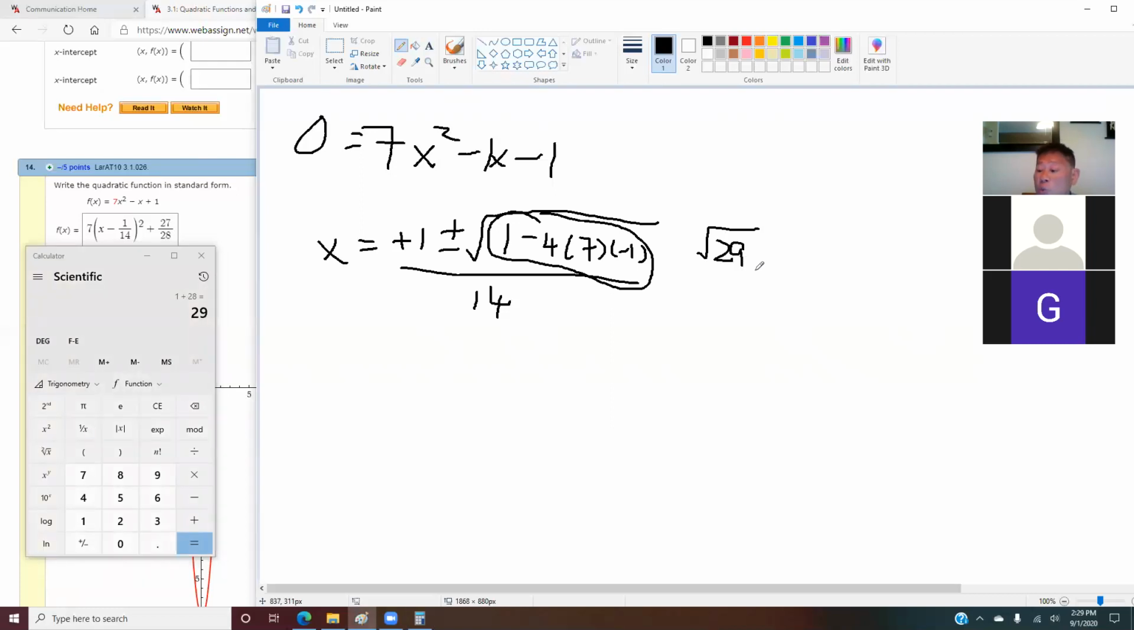Now, then you need to break 29 down. The good news is 29 cannot be broken down. So your answer is 1 plus minus square root of 29 over 14. This is your answer in this case.